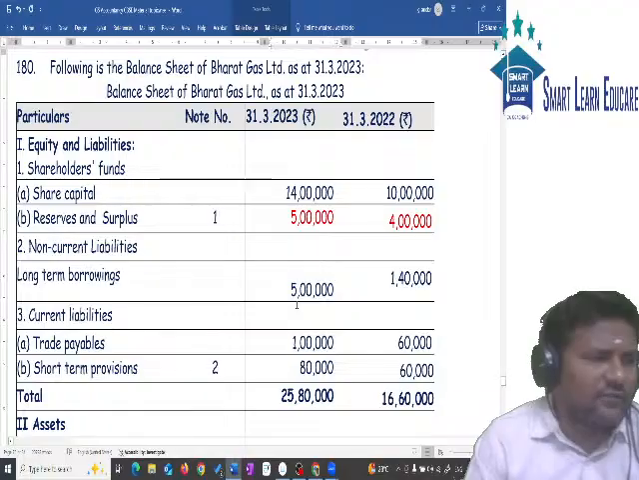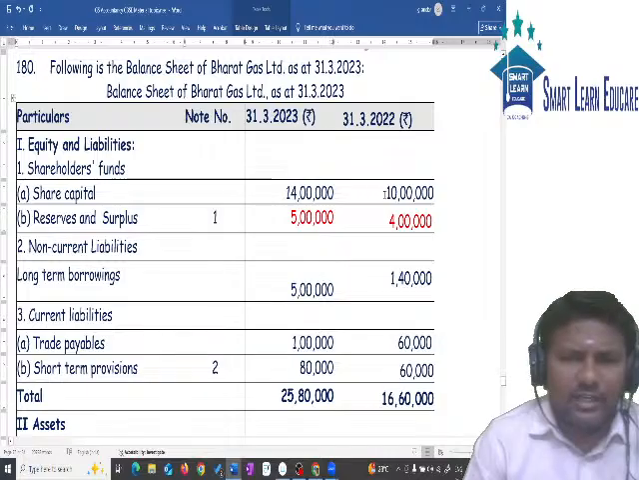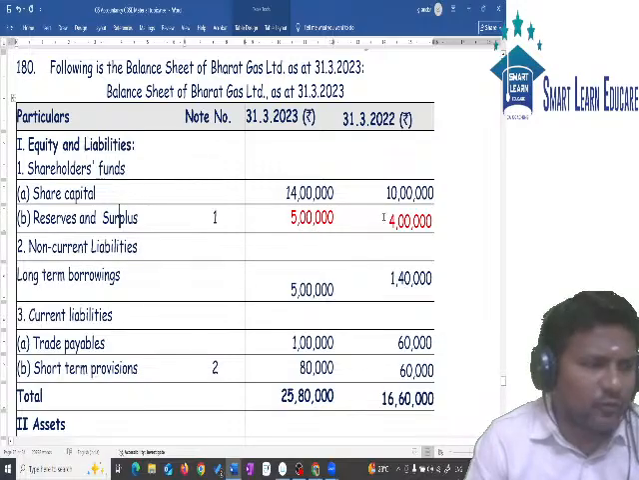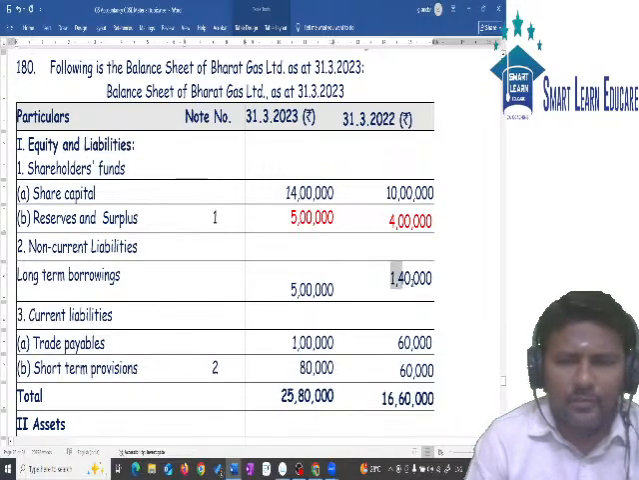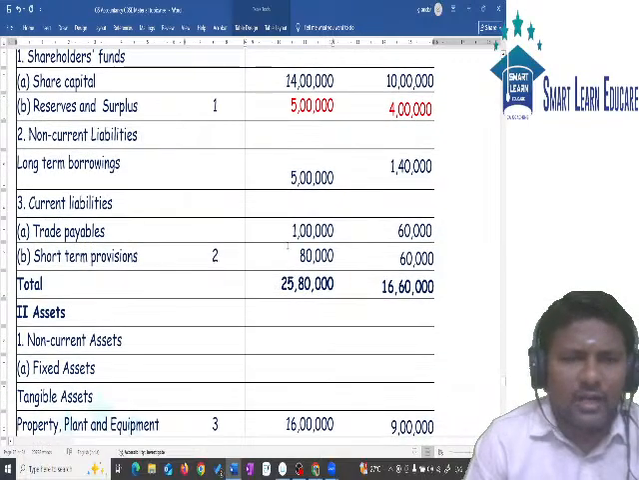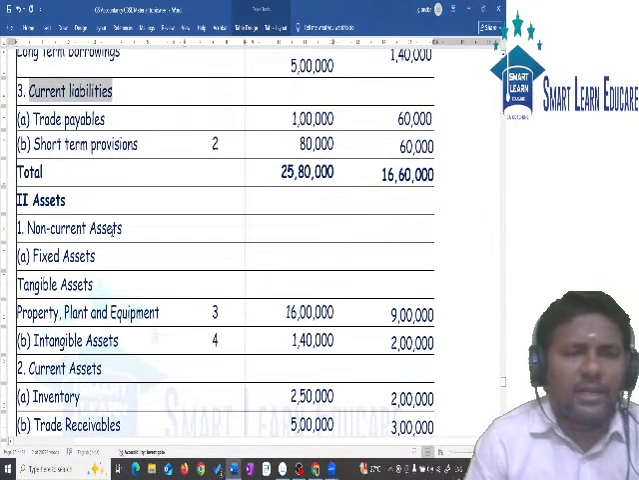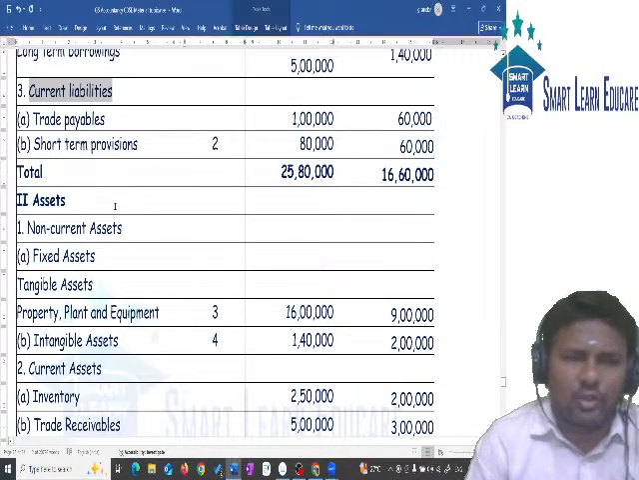So the first information is shareholders fund. Share capital 10 lakh has become 14 lakh, and reserves and surplus 4 lakh has become 5 lakh. Long term borrowing 1 lakh 40 has become 5 lakh, meaning a loan is received in the current year. Trade payable 60,000 has become 1 lakh. Short term provision 60,000 has become 80,000. But these things will come under current liability. Operating activity, the schedule of changes in working capital, should come.